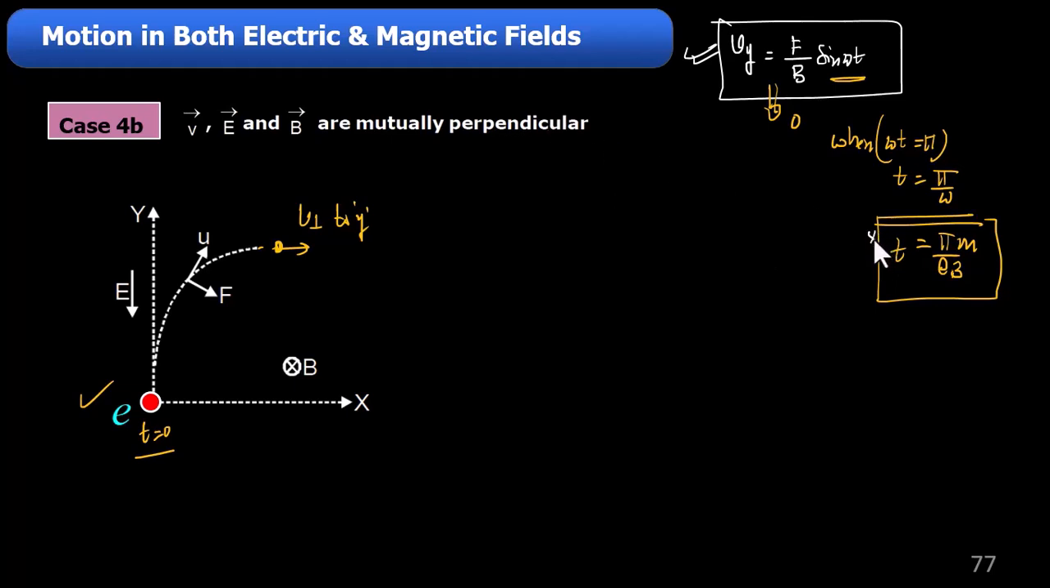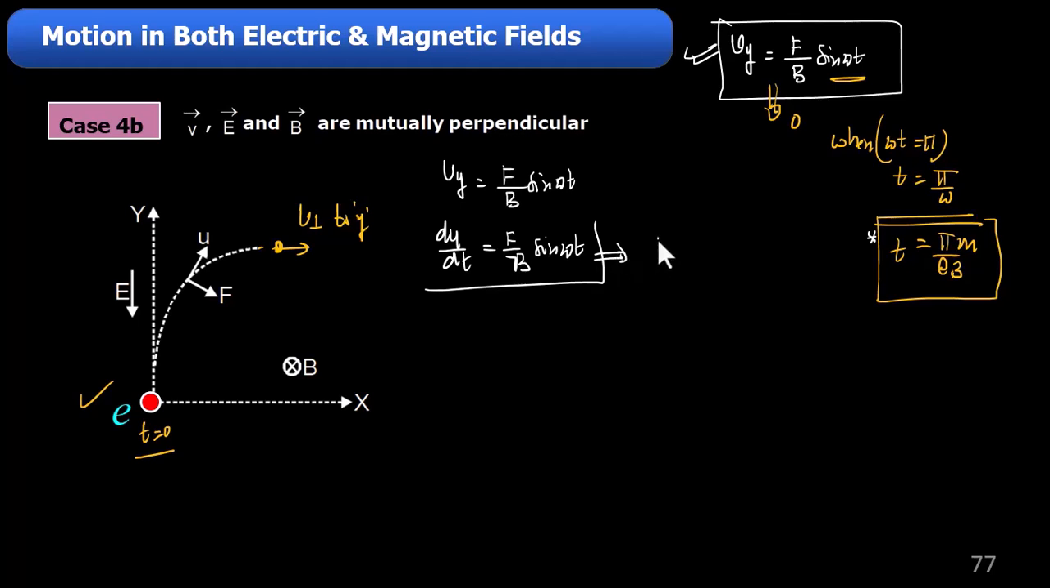After what time the velocity becomes perpendicular to the y-axis. Now, if I look at Vy, Vy equals E by B into sine of omega t. If you integrate it, dy/dt is this, so displacement along the y direction: integrating from 0 to y, dy equals E by B into sine of omega t dt, from 0 to t.